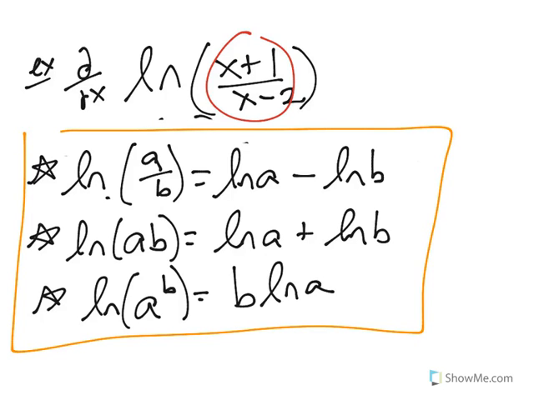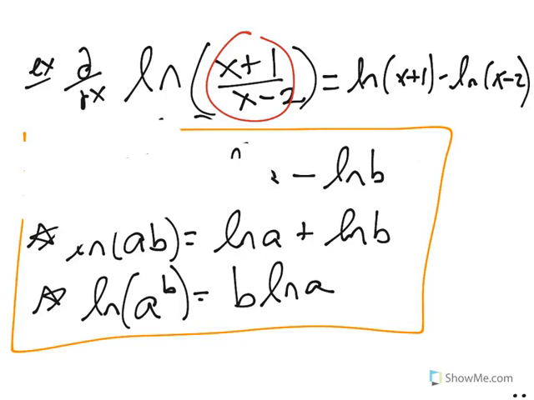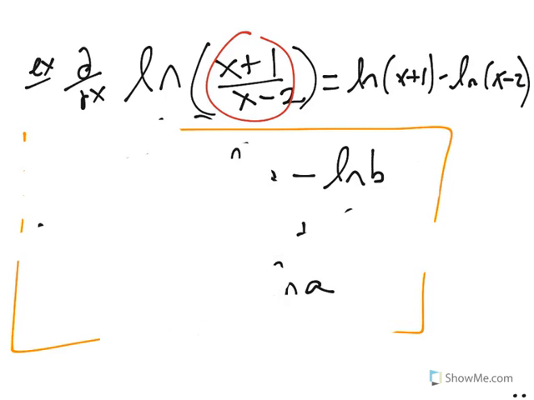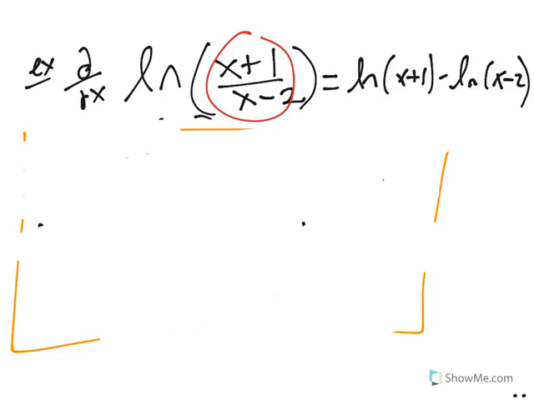Why is that important? Well, for this example, it makes our lives easier, because if I have a fraction, this is the same as natural log of x plus 1 minus natural log of x minus 2. And when doing the derivative of that, notice now I don't need the quotient rule. To take the derivative, I just use the derivative of natural log rule.